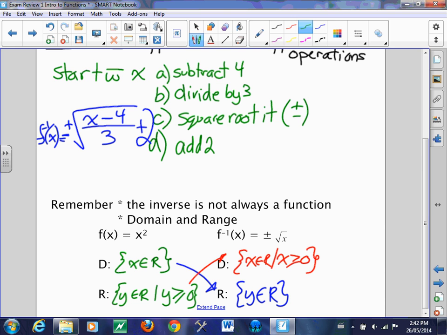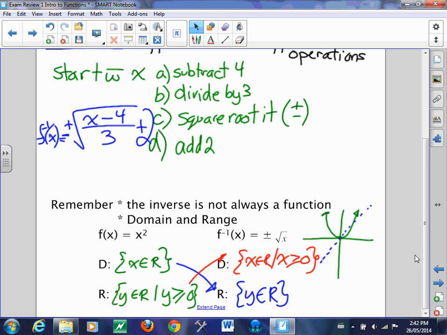So if I graph this, okay, let's just do a quick visual. Let's do our function first. So y equals x squared. Okay, I draw in my inverse line. Okay, so you flip it by that inverse line, and it's going to look like this.